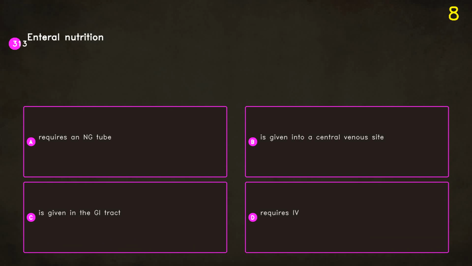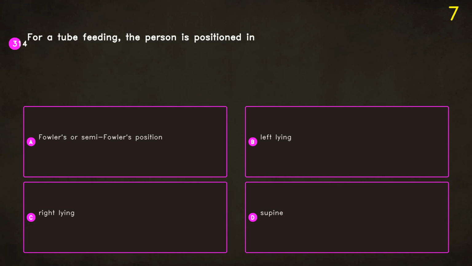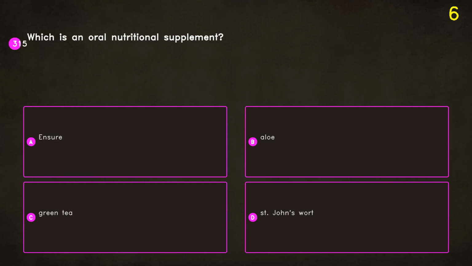Question 313. Enteral nutrition A. Requires an IV tube, B. Is given into a central venous site, C. Is given in the GI tract, D. Requires 4. The correct answer is given in the GI tract. Question 314. For a tube feeding, the person is positioned in A. Fowler's or semi-Fowler's position, B. Left-lying, C. Right-lying, D. Supine. The correct answer is Fowler's or semi-Fowler's position. Question 315. Which is an oral nutritional supplement? A. Ensure, B. Green tea, D. St. John's wort. The correct answer is Ensure.